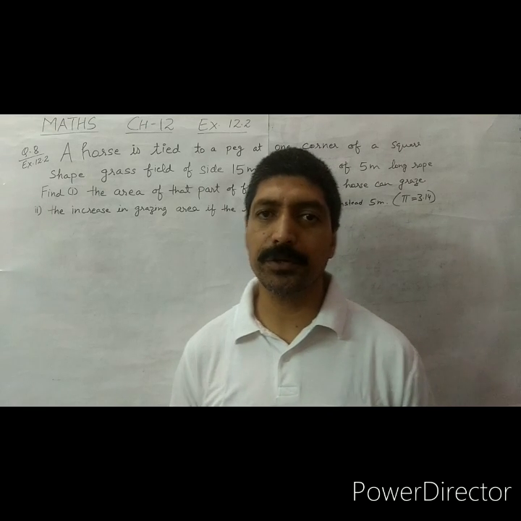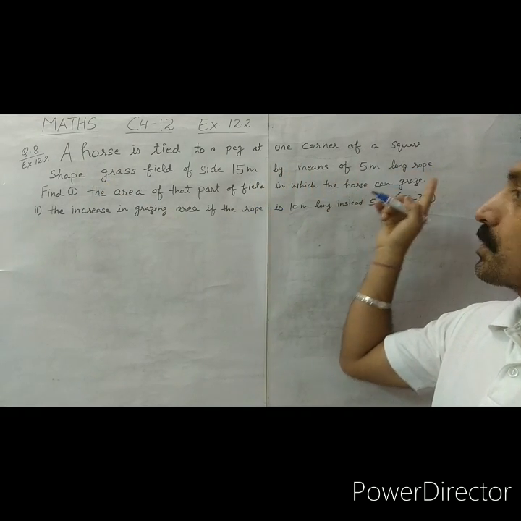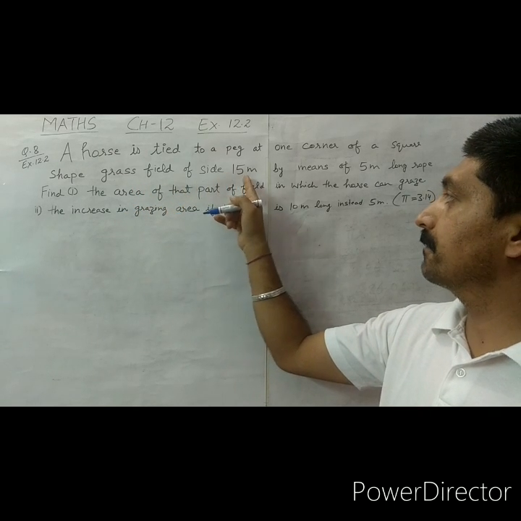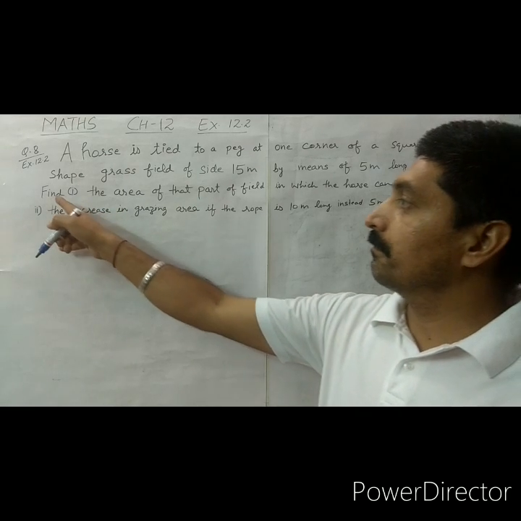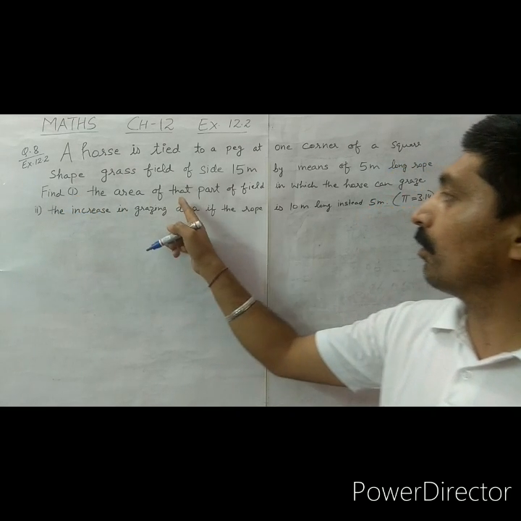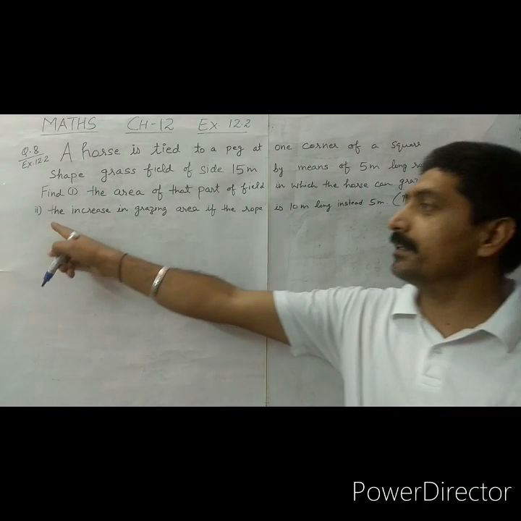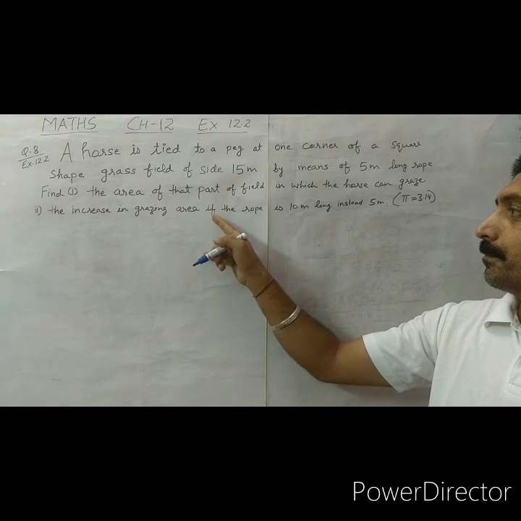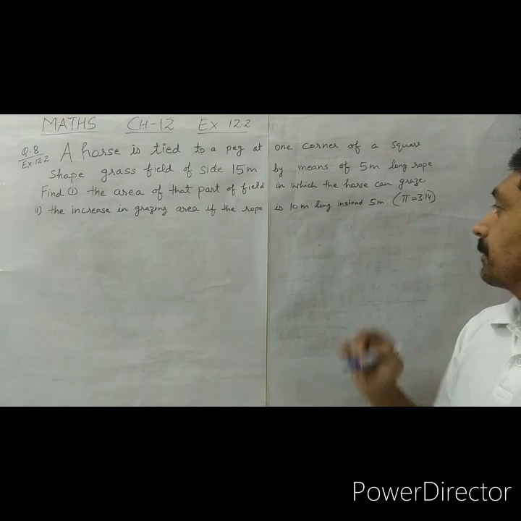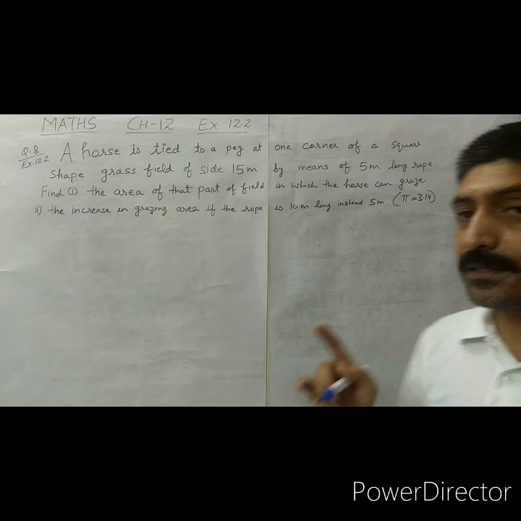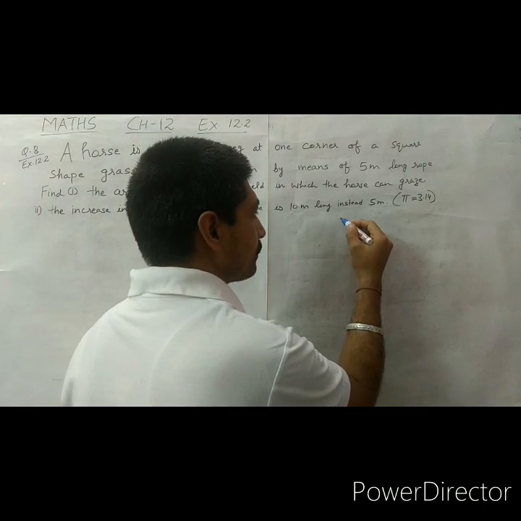Question 8, Exercise 12.2. A horse is tied to a peg at one corner of a square-shaped grass field of side 15 meter by means of a 5 meter long rope. Find first the area of that part of the field in which the horse can graze, and second, find the increase in grazing area if the rope is 10 meter long instead of 5 meter. Use pi is equal to 3.14. So here diagram is given.